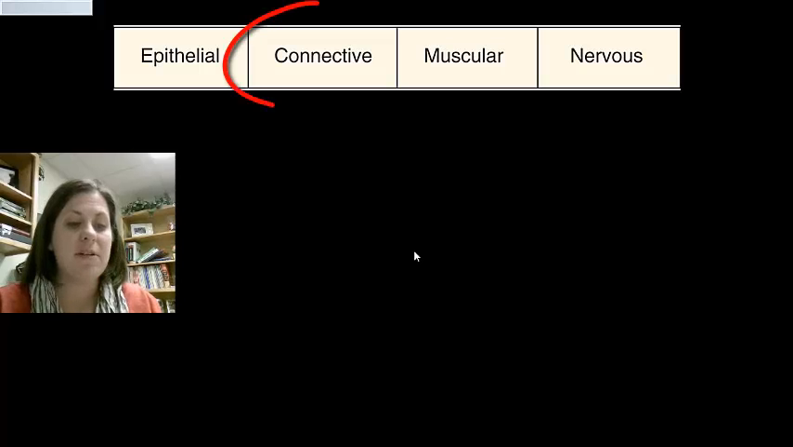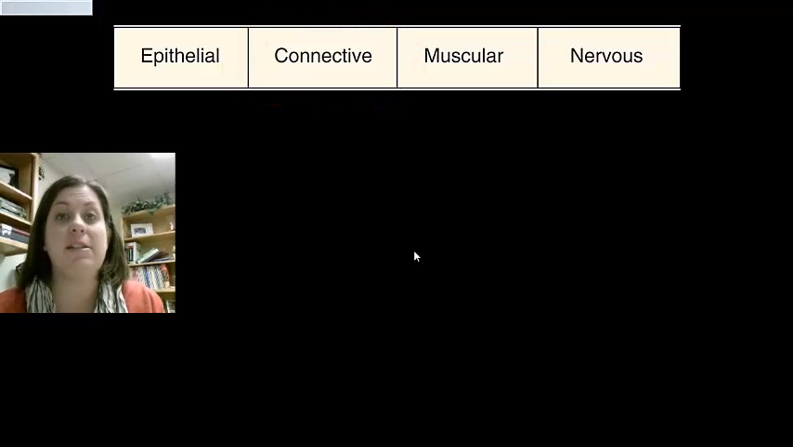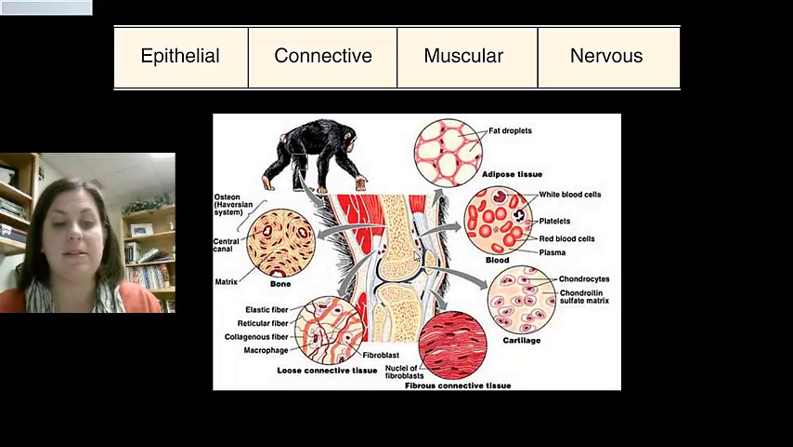The second type of tissue is called connective tissue, and it's the most abundant type in the body. It performs a variety of functions, therefore it has a variety of structures. It can bind structures together like we see with tendons and ligaments. It can support and protect like bones. It can be used to store fat as seen in adipose tissue. And last, it can transport like we see in blood.